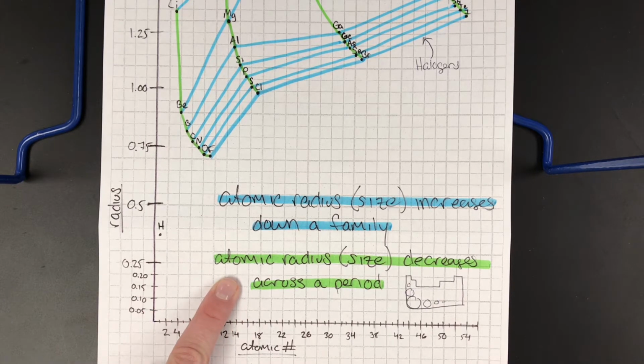Okay, how about across a period, though? This one's a little bit trickier. So if you go left to right across a period, the atom gets smaller. Do you have any guesses why that might be? Because it just wants to? Yeah. Any guesses? Guesses are good.